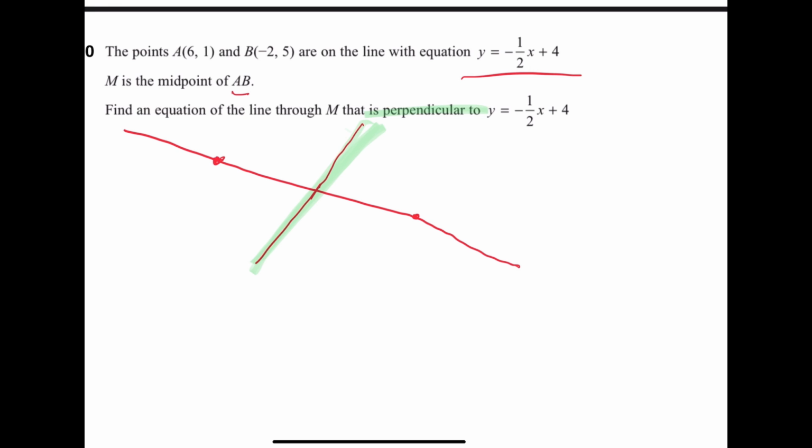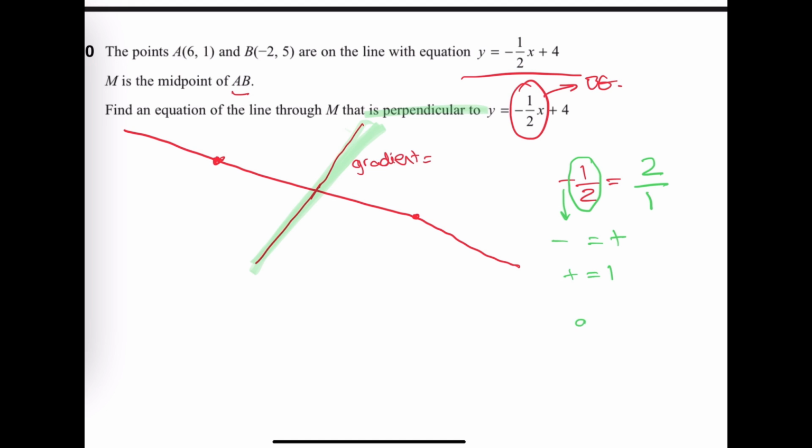So first what we can do is find the gradient of this line. And the gradient for a perpendicular is the reciprocal of the original line. So we do minus 1 over 2. We just switch the sign. So if it's minus, it becomes a positive now. If it was a positive, it turns into minus. And then we turn it upside down. So we do 2 over 1. So now we know that the gradient of the perpendicular is 2. And if it was parallel, parallel is the same gradient.